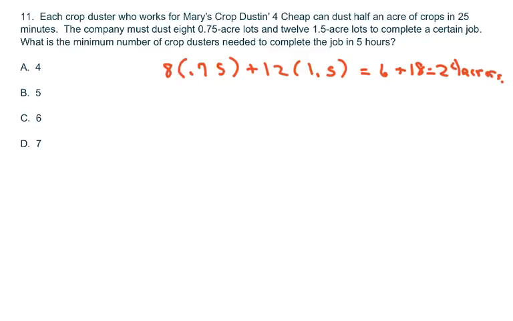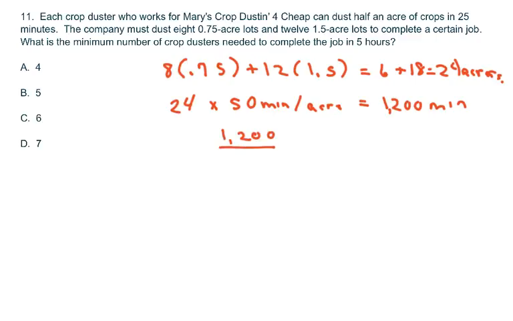One crop duster can dust half an acre in 25 minutes, or a whole acre in 50 minutes. So, if one duster were to do the whole job, it would take 24 times 50 minutes per acre, which equals 1,200 minutes. Let's do hours. If you divide by 60, that would give you 20 hours.